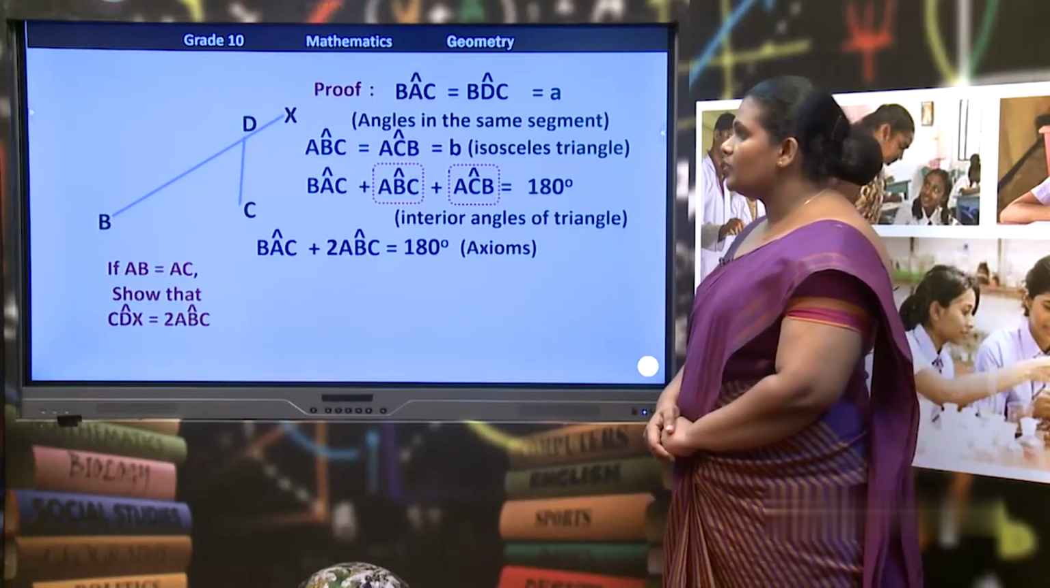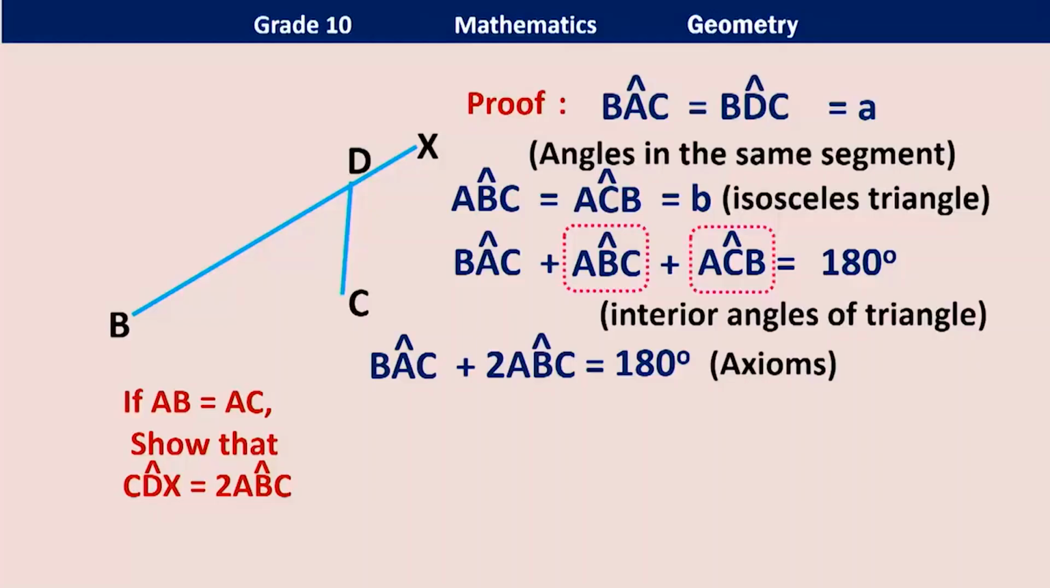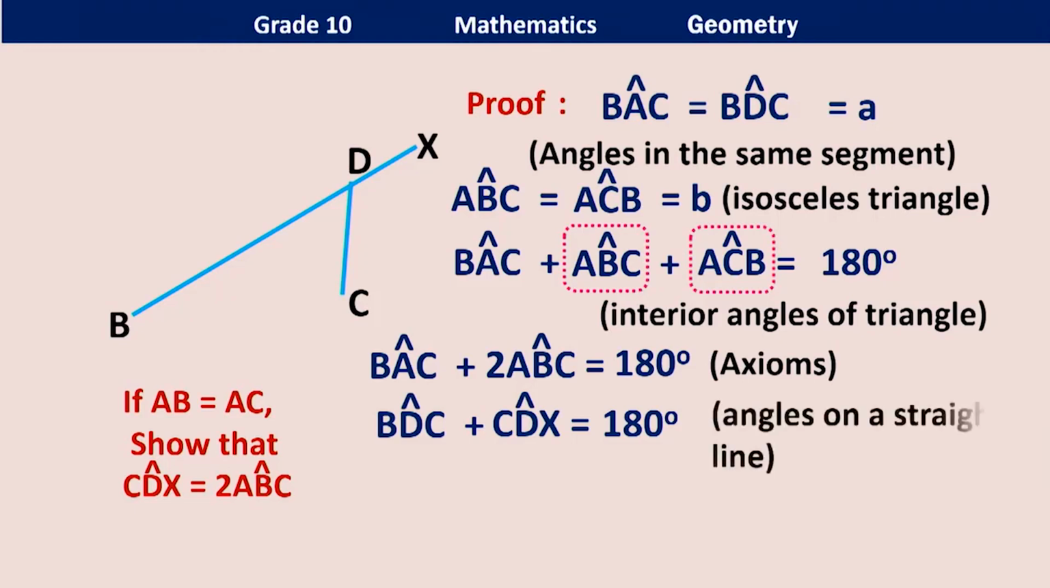Now, when I consider the angles BDC and CDX, I can say angle BDC plus angle CDX is equal to 180 degrees. The reason is those two are angles on a straight line segment. So, we know that the sum of the angles on a straight line is 180 degrees. So, we have to write the reason when we are proving something.